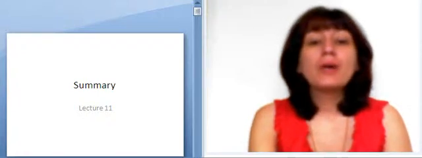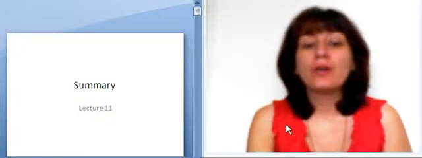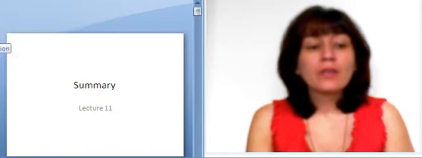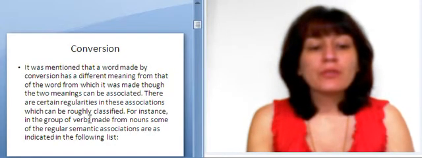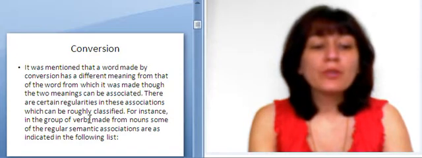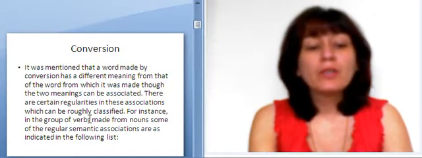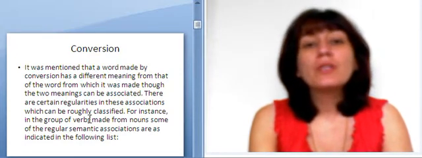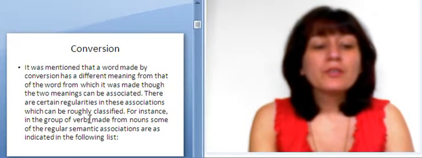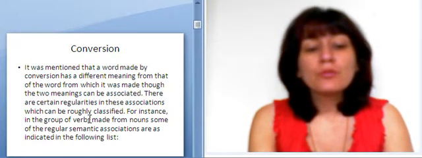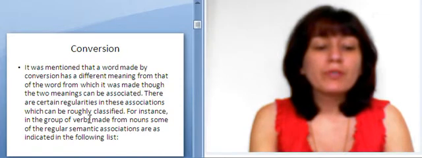And now let us sum up the most important parts of our lecture. It was mentioned that a word made by conversion has a different meaning from that of the word from which it was made, though the two meanings can be associated. There are certain regularities in these associations which can be roughly classified.